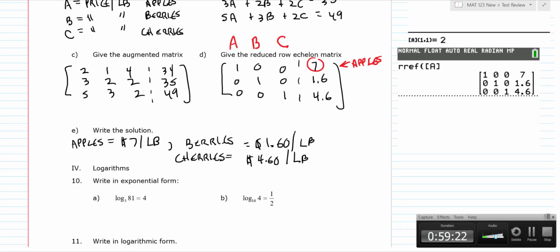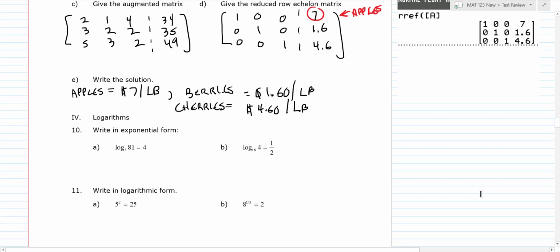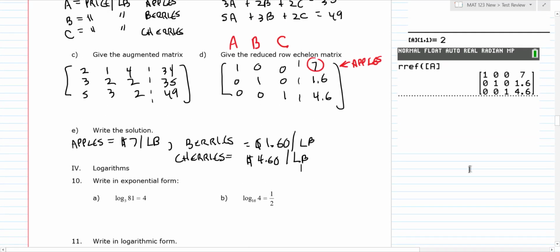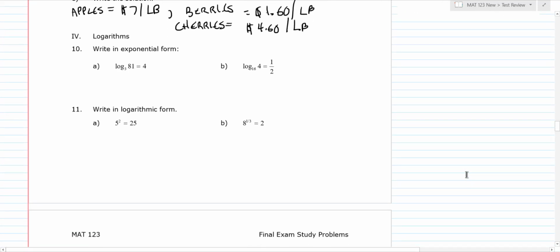Now I'm going to continue on to the next part, and we're going to do a log review. If you have a log and you want exponential form, remember, you just say 3 to the 4th equals 81. Same thing here. That's the base, that's the power. Remember, the answer to a logarithm is an exponent. The base is the small number, so this would be 16 to the 1/2 equals 4.